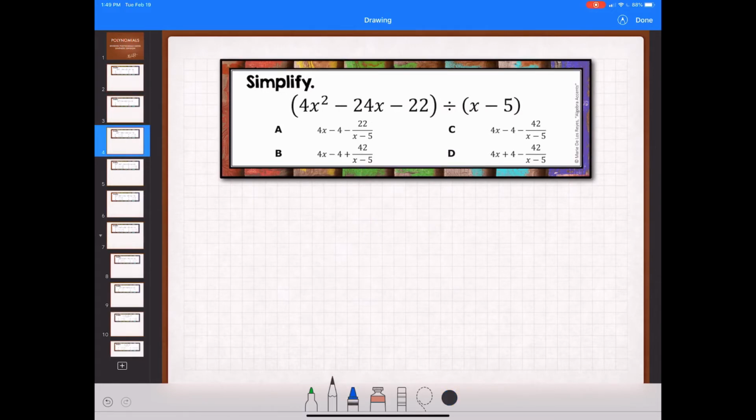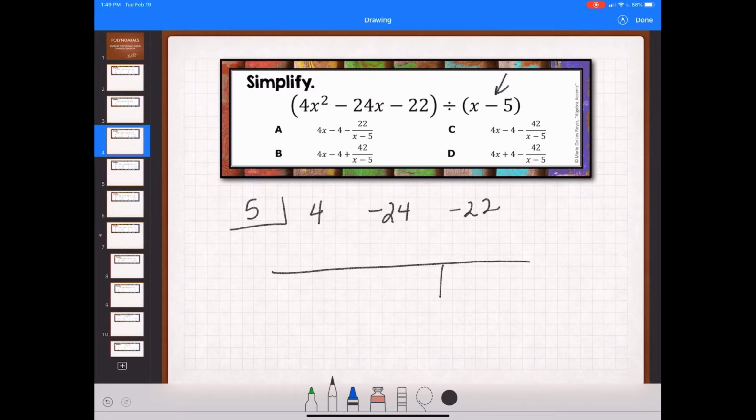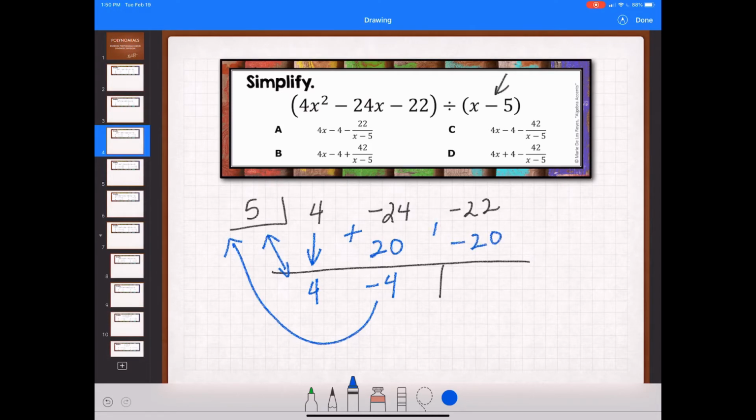Okay, set this one up for 4, negative 24, negative 22. Opposite number, so this is negative 5, so I put positive 5, draw the line, bar, bring down the first number, 4, multiply the corner, that gives me 20. I'm going to add, that gives me negative 4. And I'm going to multiply the corner again, that gives me negative 20. I'm going to add, that gives me negative 42. So negative 42 is my remainder.